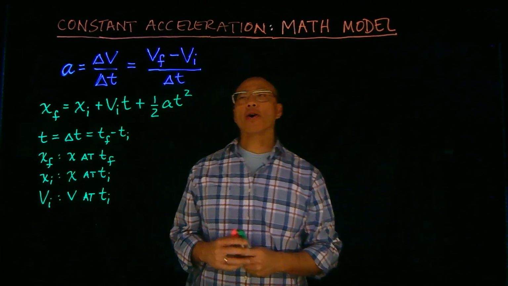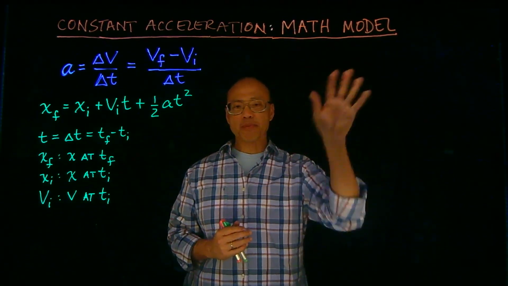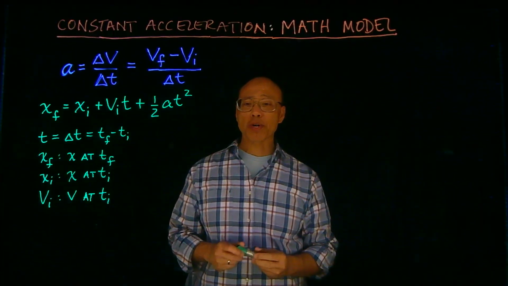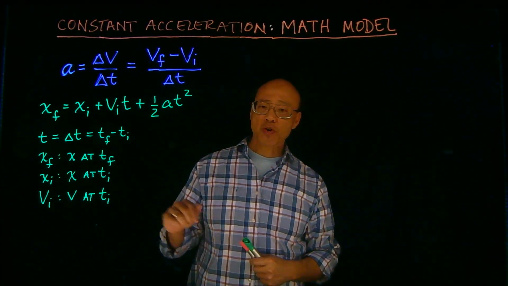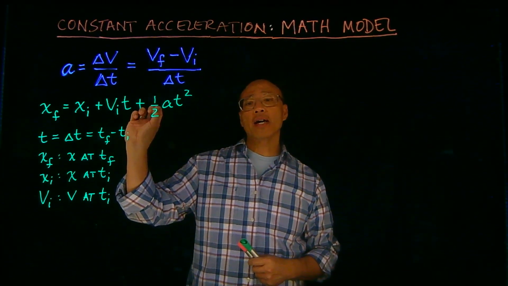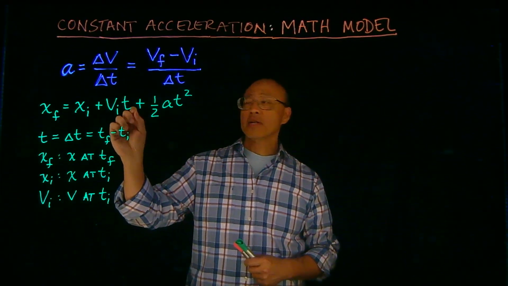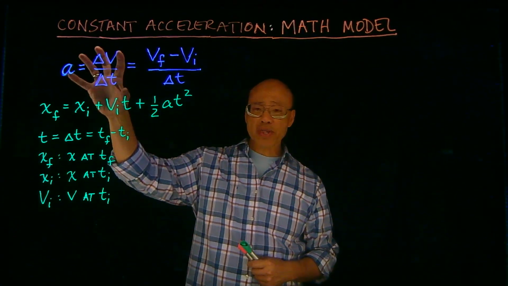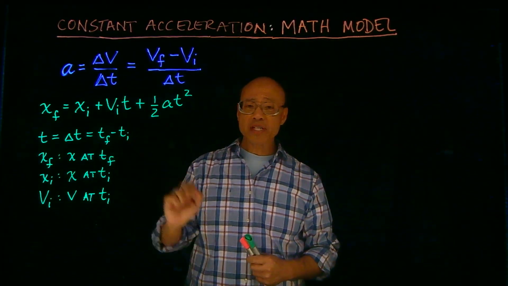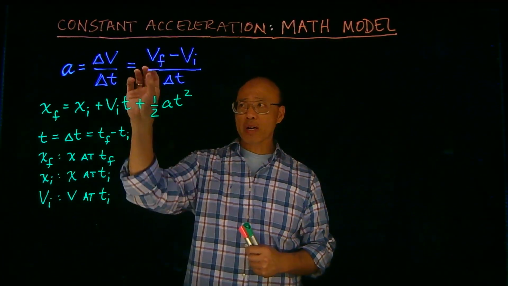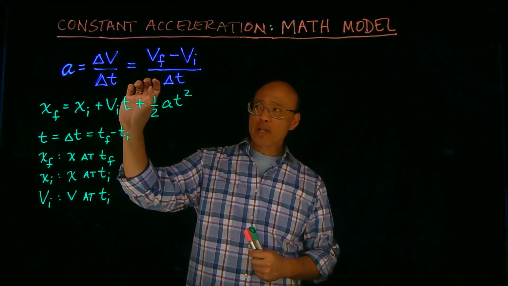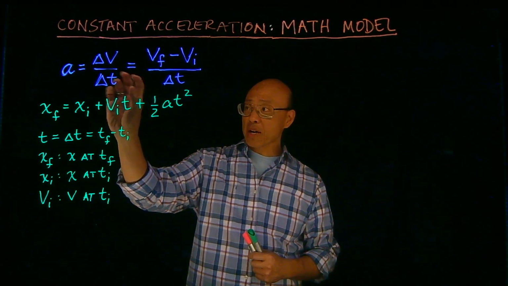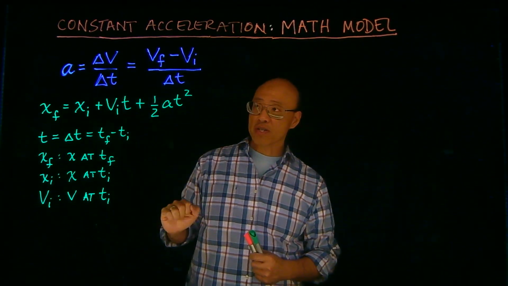Let's take a look at our constant acceleration math model. This is the complete math model, and we're going to start by reminding you of what acceleration is. So we have this equation, a equals delta v over delta t. You could think of that one as the definition of acceleration, right? It's a ratio of how much my velocity changes relative to the amount of time I take to experience that change in velocity.